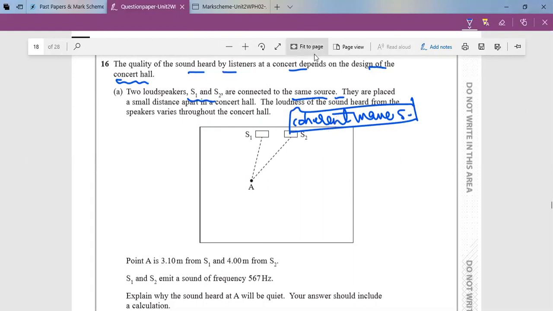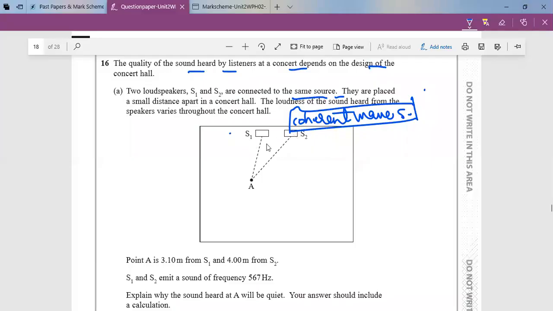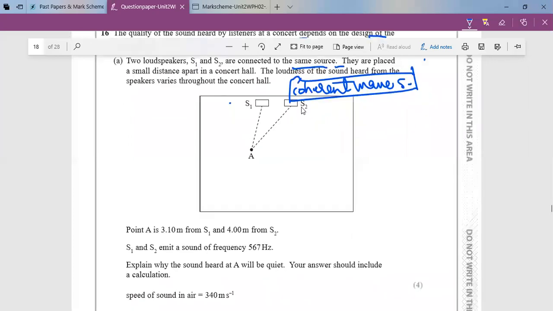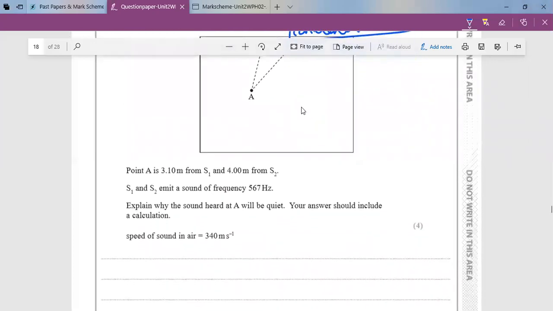Okay, you've got these two sources which would be producing coherent waves because they are connected to the same source. Two speakers actually. Now point A is 3.1 meters from the source and this is 4 meters. S1 and S2 emit a frequency of this much. Explain why the sound heard at A will be quiet. Your answer should include calculation. The speed of sound is this much.